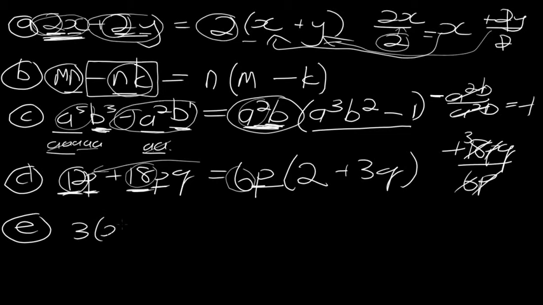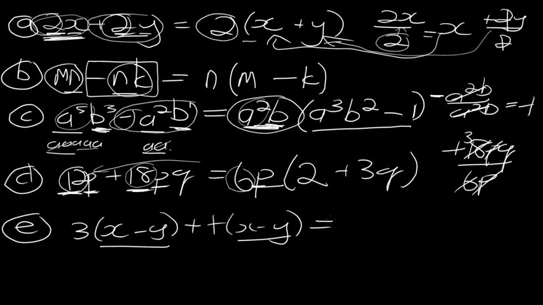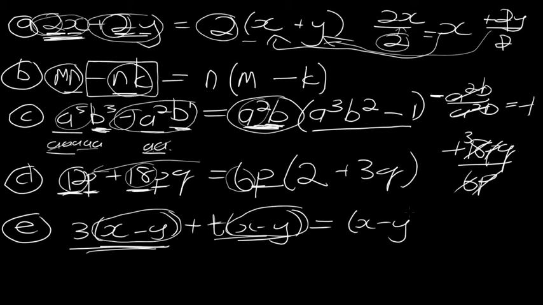Here, 3 times (x minus y) plus t times (x minus y), this is our next example. Here, you can take out a common factor of x minus y. You see there are two terms here: 3(x minus y) and t(x minus y). Here you can see the common factor will be x minus y that you can take out. So you write the x minus y like this. And I keep the brackets because it's actually the brackets I take out.